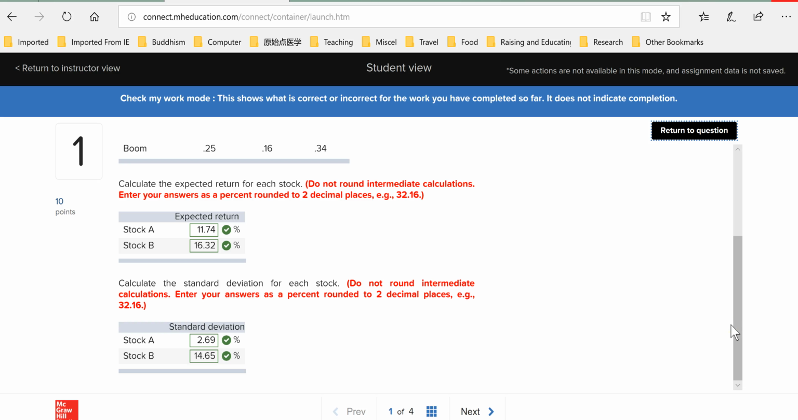So I hope that by this example, you have learned how to do the calculation of the expected return and especially the standard deviations using Excel, because that's the most convenient way to do this type of calculations, at least for me.